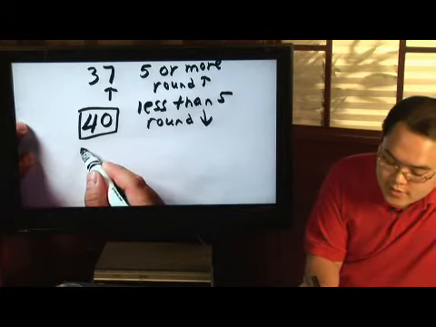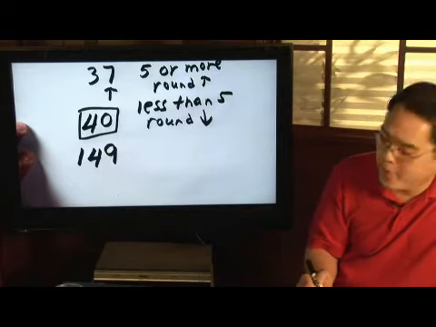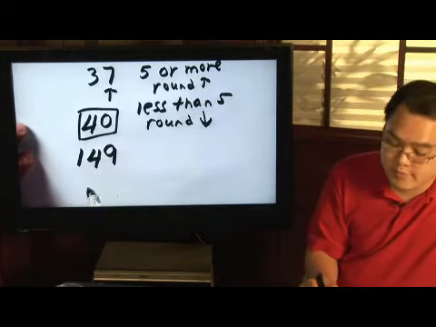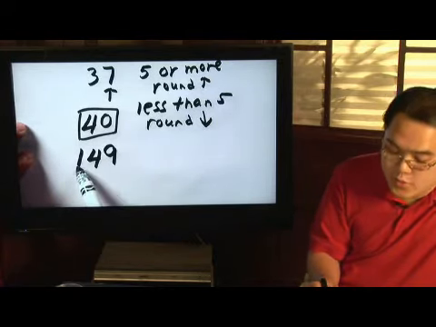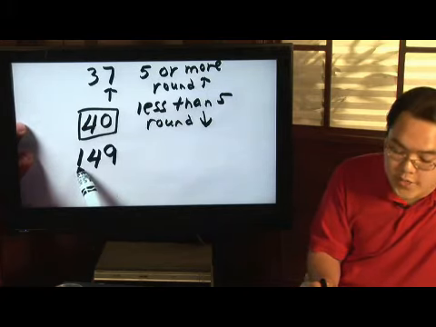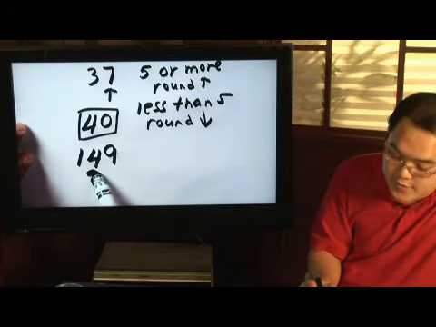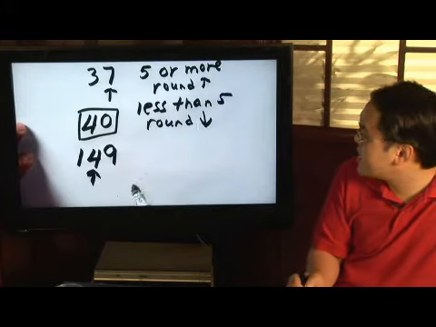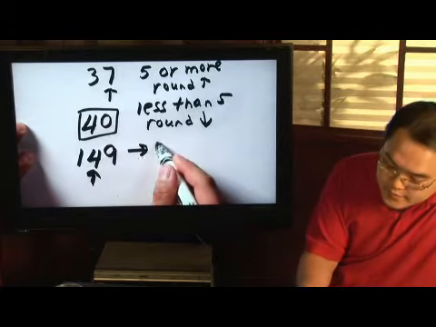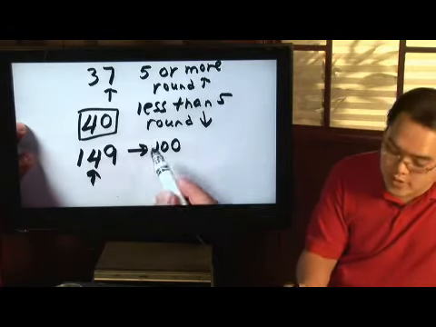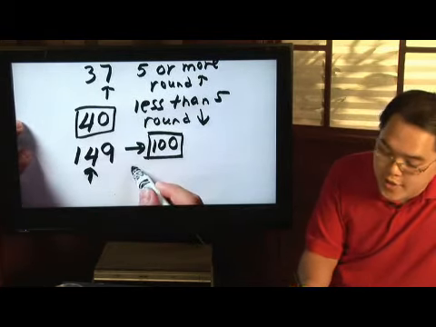Suppose you have 149. You want to round to the nearest 100. It will either round up to 200 or round down to 100. Now, because we're rounding to the nearest 100, again, you simply look at the next place over. Now, because the digit is 4, it falls in the less than 5 category, which says you must round down. So 149 rounds down to 100.